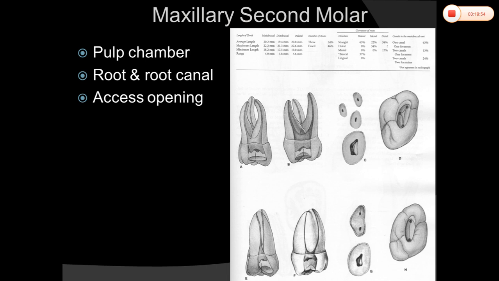Coming to the second molar, it resembles the first molar. The access cavity is just a rounded triangle if there are three canals. If there are two, it's almost oval. And sometimes there is one canal in one root also. With three roots close together, there are three orifices forming a flat triangle because of its fused roots. And if there are two canals, they are called buccal and palatal. And here these are the mesobuccal, distobuccal and palatal canals.